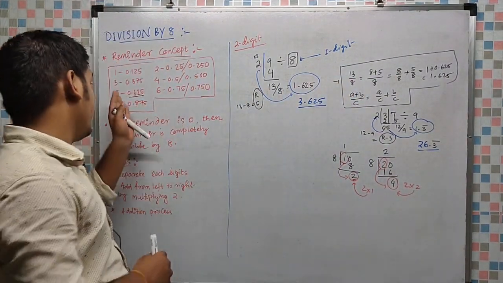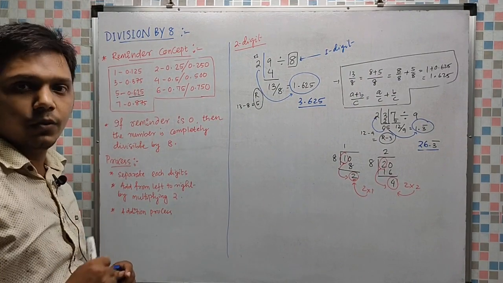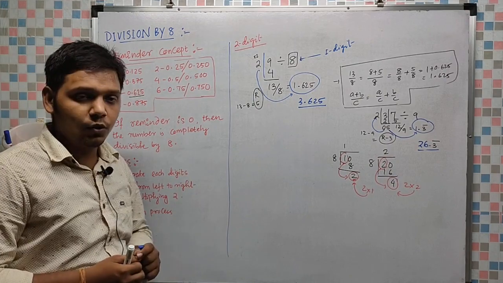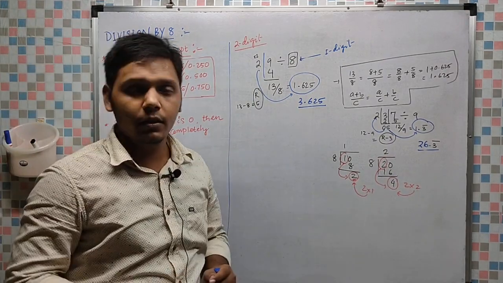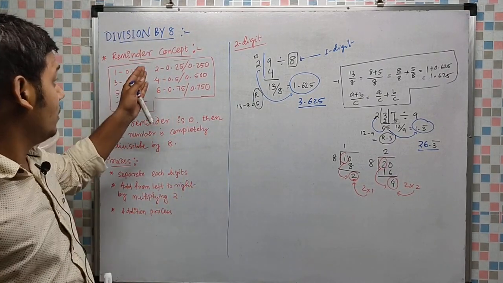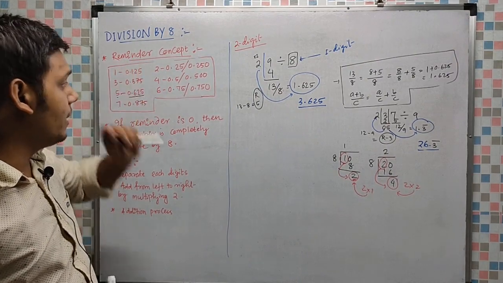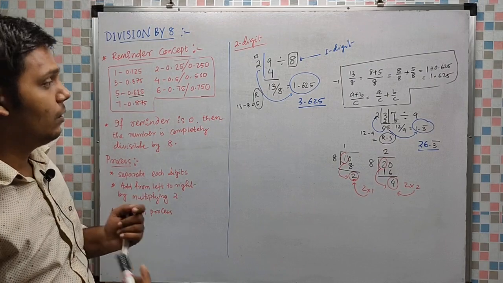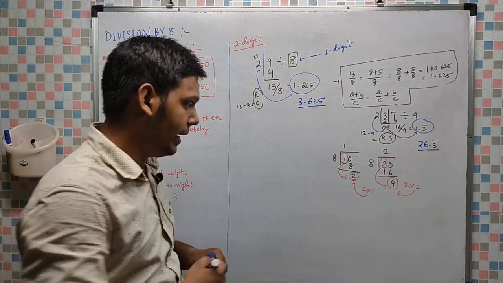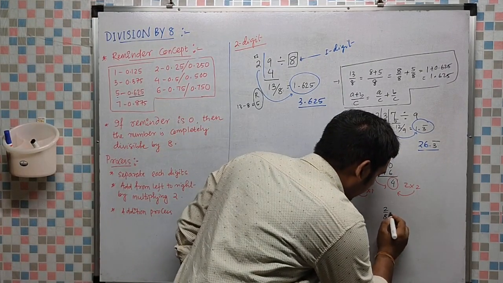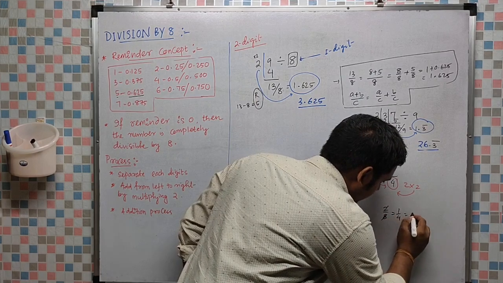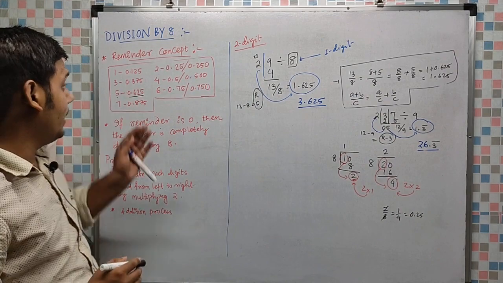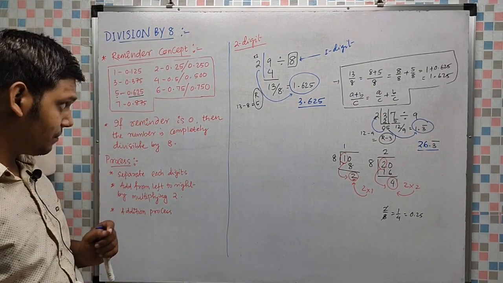And how am I getting these values? If the remainder is 1, how can you say that I have to write 0.125? It's because if you divide 1 by 8 you will get 0.125. If the remainder is 2, how can I write 0.25? If we divide 2 by 8, 1 by 4 is coming, and 1 by 4 means 0.25. You can divide also. So by dividing you will get these values.